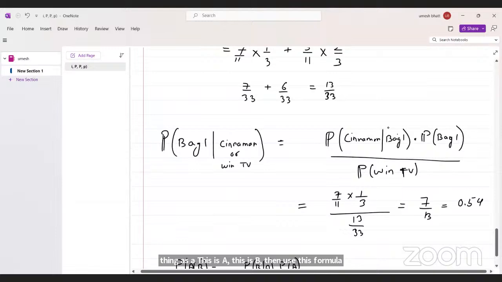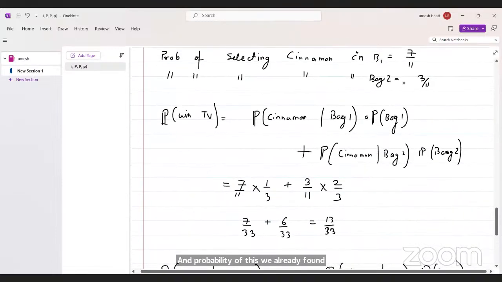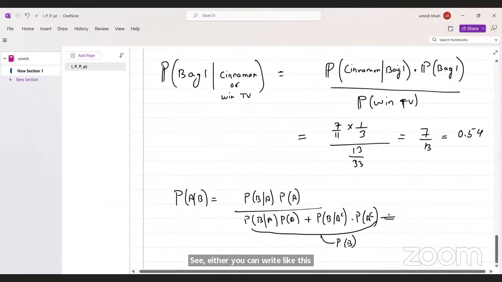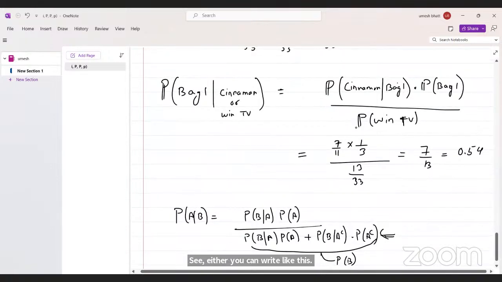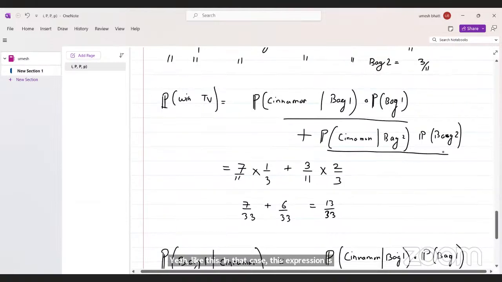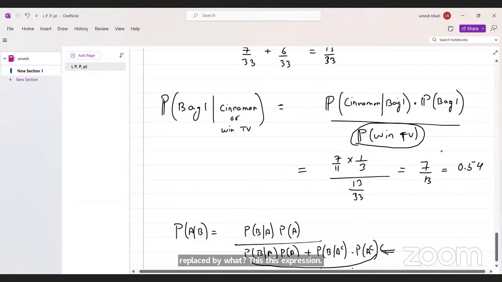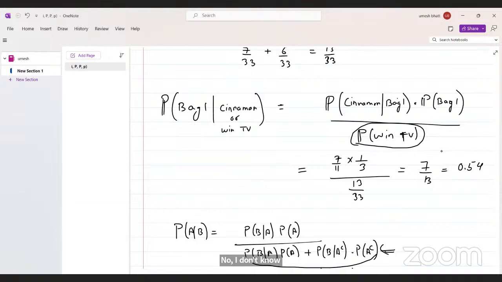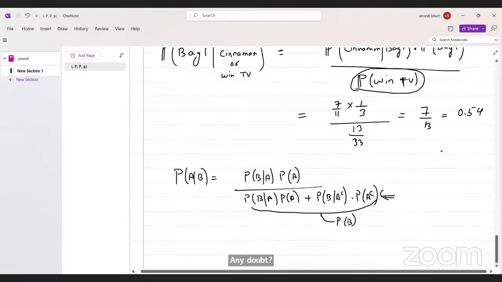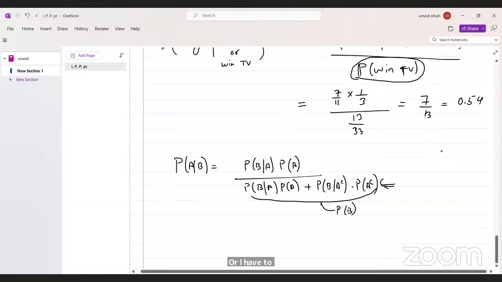And the probability of this we already found. Either you can write it like this, in which case this expression is replaced by this expression. Now everything is in your hand: P of cinnamon given bag 1, the probability of bag 1, and the probability of winning the TV. Any doubt? Or should I explain again? No, sir, clear. Okay.